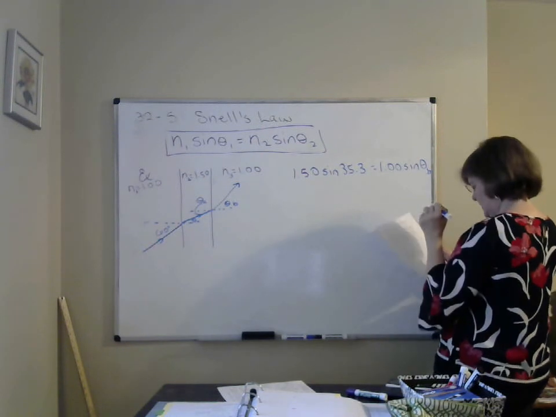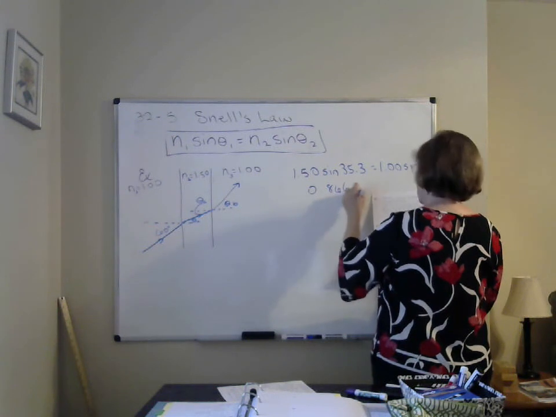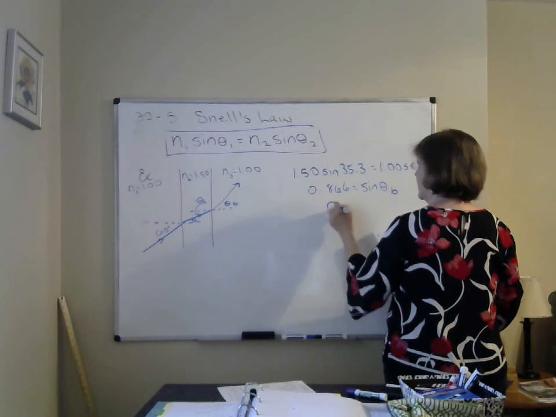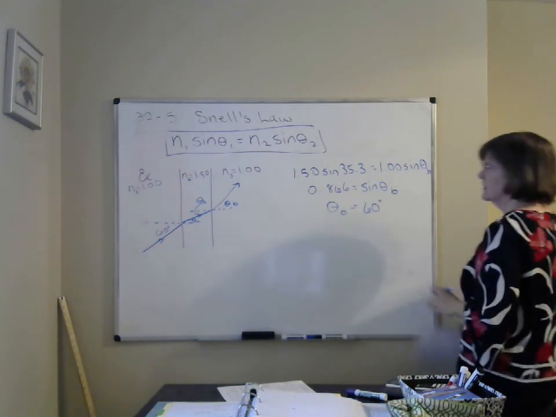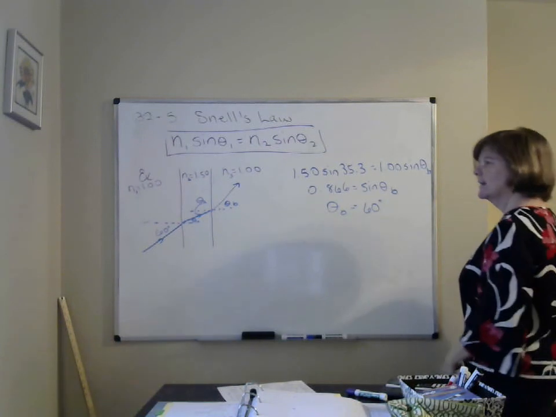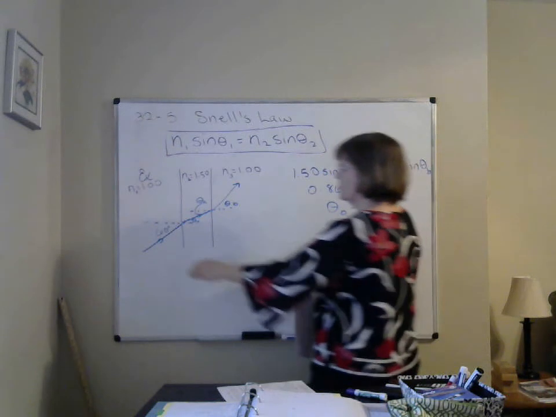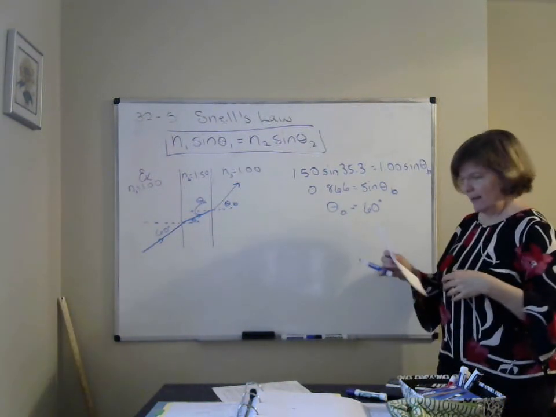If we solve this, we're going to get something like 0.866 equals sine theta B. And theta B comes out to be 60 degrees. If you think about it, that makes perfect sense. Although we get shifted a little bit, we are still on the same angle when we come out.